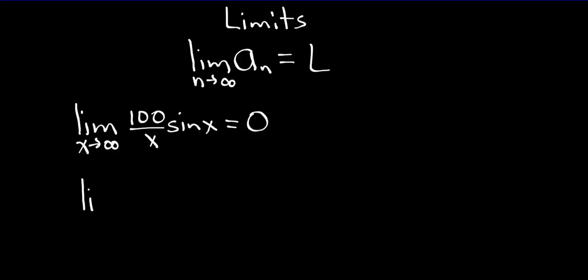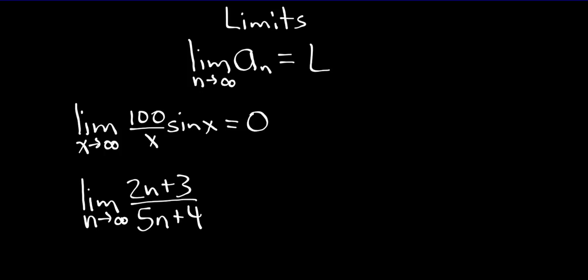Let me show you what I'm talking about. Let's suppose we've got the limit as n goes to infinity of 2n plus 3 over 5n plus 4, and we want to find the limit of that sequence.